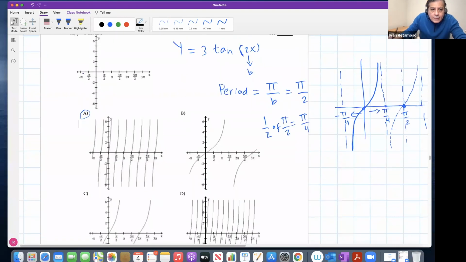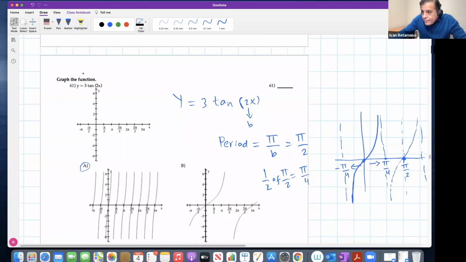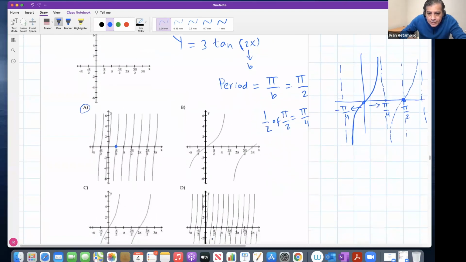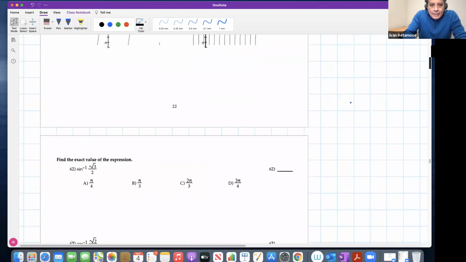Okay, let's double check here, number 61. We are great, we're good, right? Yes, because of this point, pi over 2. The other graph is not saying the curve is going to pi over 2 here. Okay, great. Okay, guys, let's move on.